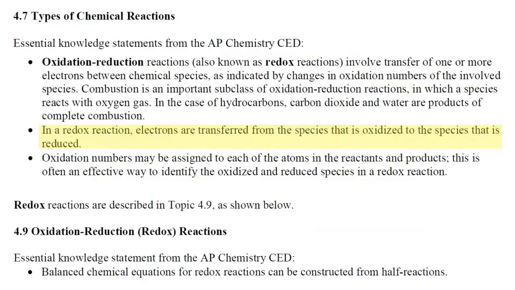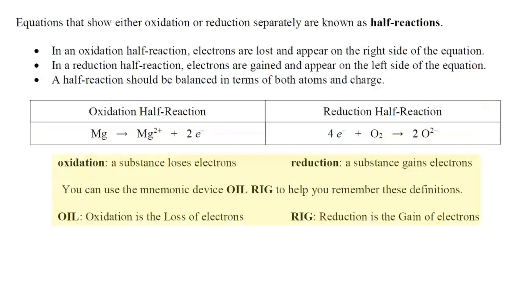Now, the content associated with oxidation reduction was actually first introduced in Unit 4, which is entitled Chemical Reactions. So here on this slide, you can see topic 4.7, Types of Chemical Reactions, and topic 4.9, Oxidation Reduction or Redox Reactions. So one of the highlighted essential knowledge statements is, in a redox reaction, electrons are transferred from the species that is oxidized to the species that is reduced. Now, to help you remember whether it's loss or gain of electrons, you can use the following mnemonic device, which is OIL RIG, and that would be OIL, so oxidation is the loss of electrons, and then RIG, reduction is the gain of electrons, to help you remember what's going on with oxidation and reduction.